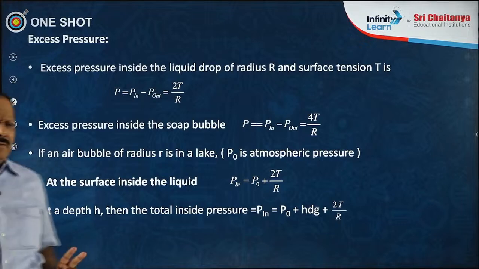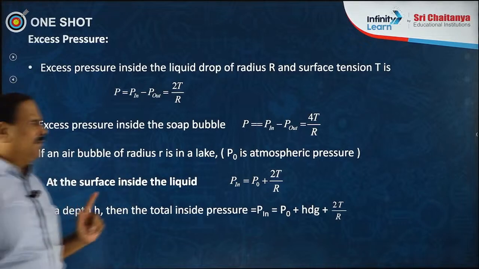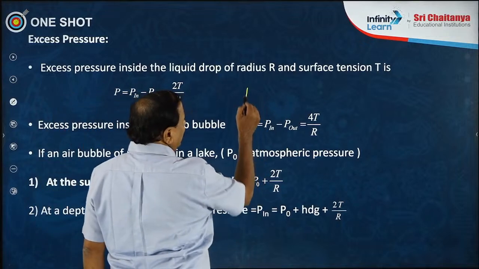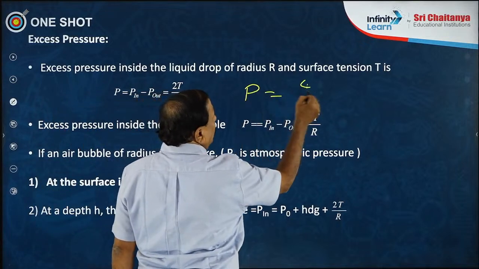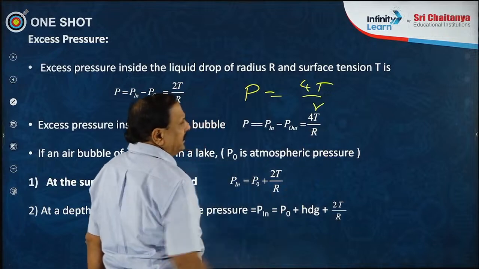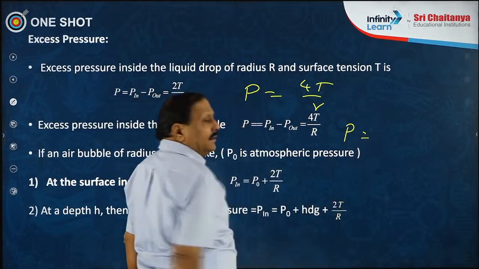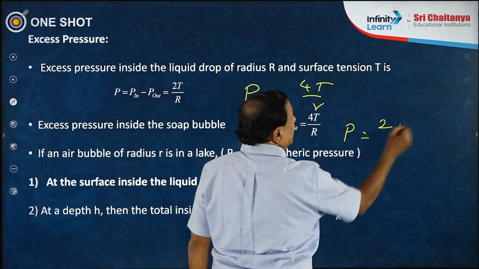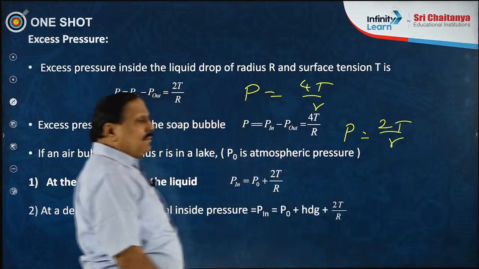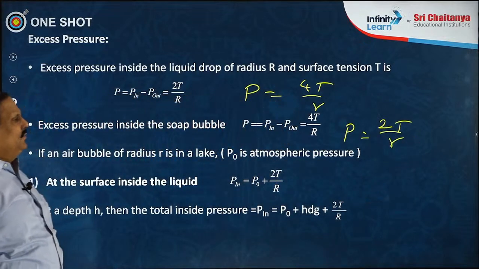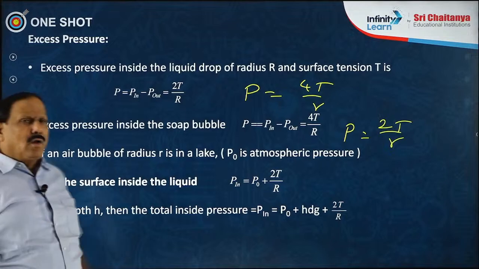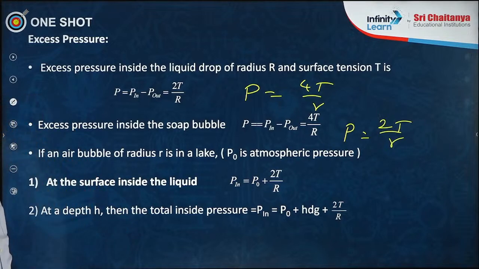Only two formulae. Excess pressure in the case of a soap bubble is equal to 4T by R. In the case of a liquid drop, it is 2T by R. A bubble has two surfaces, that is why it is 4T by R. In the case of a drop, it is 2T by R.